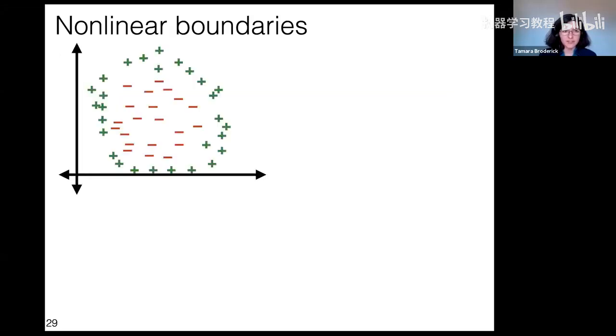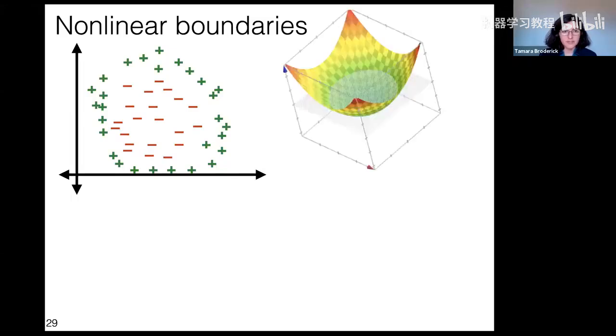So again, just to look at what this looks like, if I use this quadratic function, so this is something I could get by using all of the polynomials up to degree 2, then I could classify all of the area where my function is less than 0 as being -1, and all of the area where my function is greater than 0 as being 1.